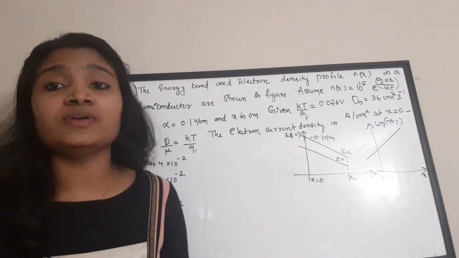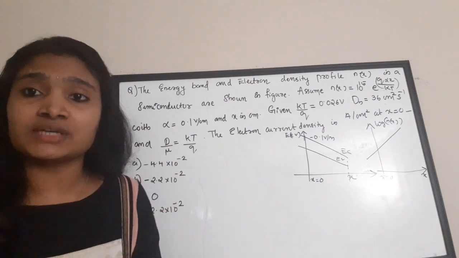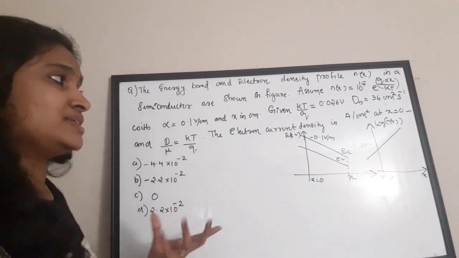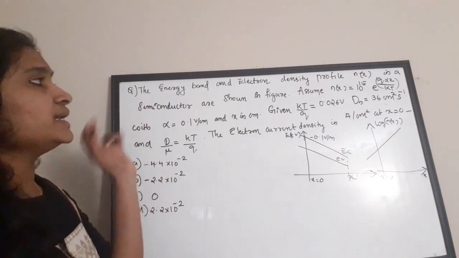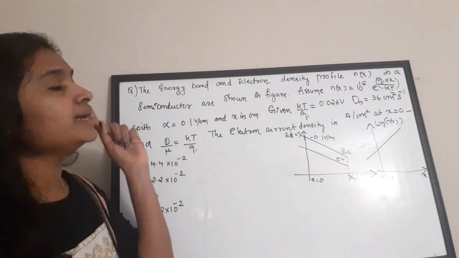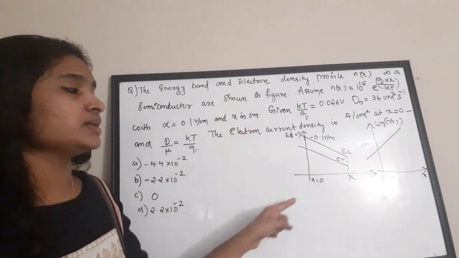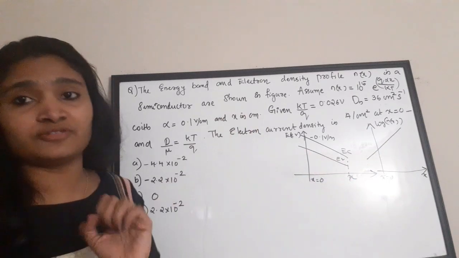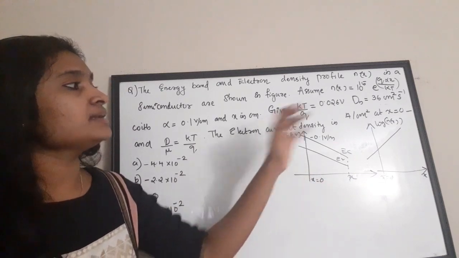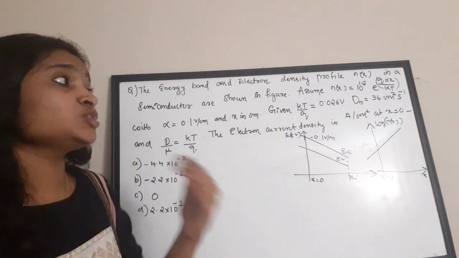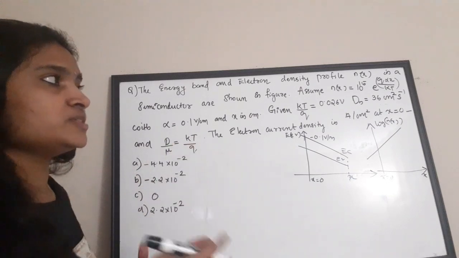The next question that we are going to do is this. This is a little bit tough question. First, we'll try to find out what is the meaning of this question, that is, what we have to find from the question. I'll read out the question first. The energy band and electron density profile in a semiconductor are shown in the figure. We have been given two graphs in the figure. The first graph is indicating the energy band diagram, and the second graph is indicating the electron density profile, that is, the log n of x graph.